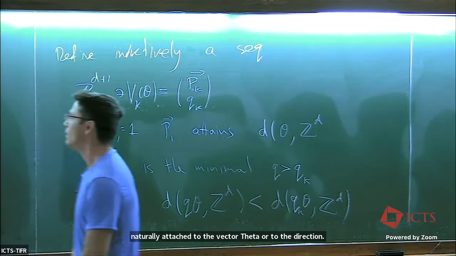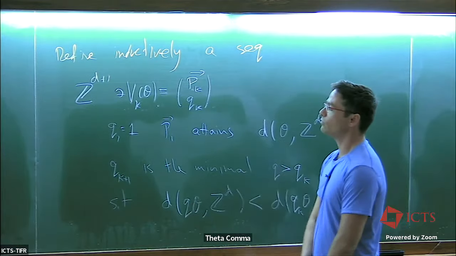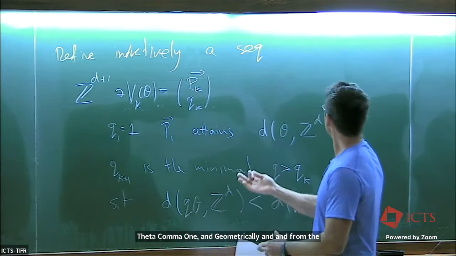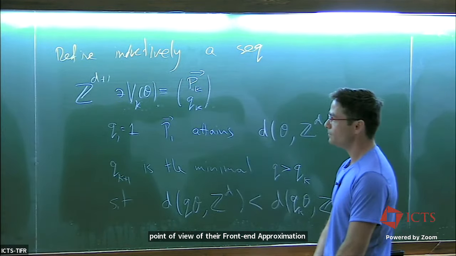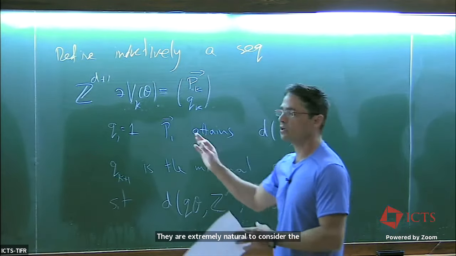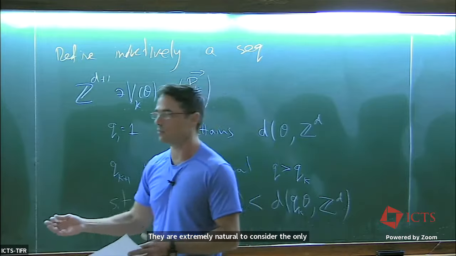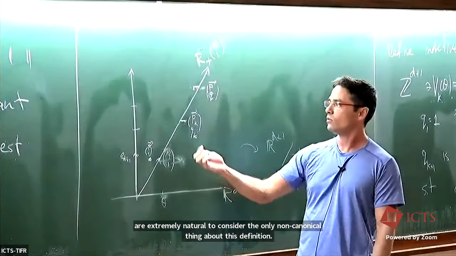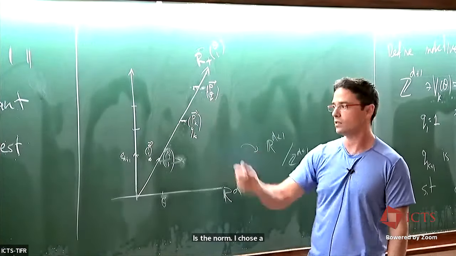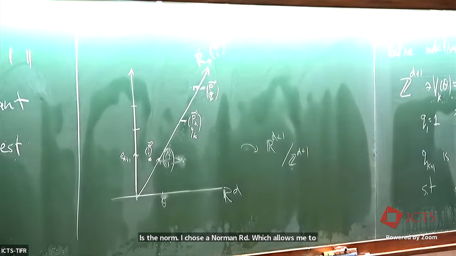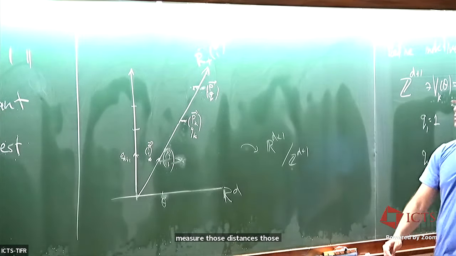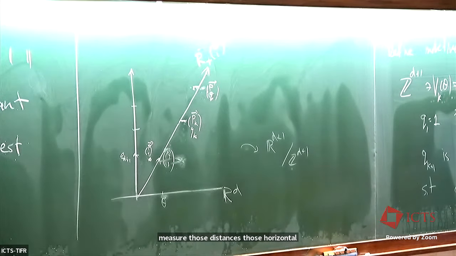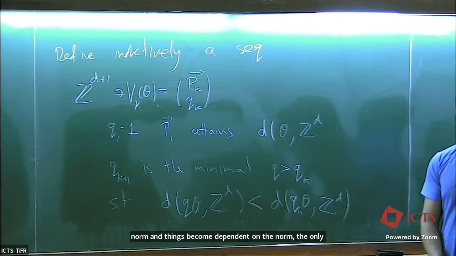And geometrically and from the point of view of the Diophantine approximation, they are extremely natural to consider. The only non-canonical thing about this definition is the norm. I chose a norm on R^d, which allows me to measure those horizontal distances to the line. And this is a choice. I need to make a choice for the norm, and things become dependent on the norm.